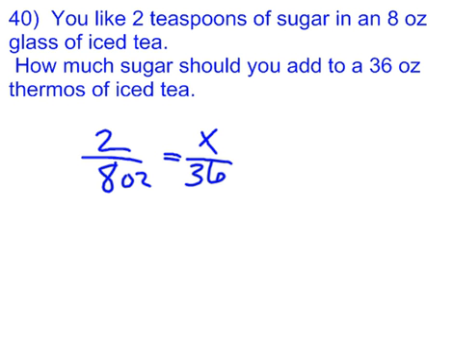Well, you can look across the bottom and say, how could you multiply or divide to get 8 to 36? And you could check to say, what did I multiply 8 by to get 36? And if you divide 36 by 8, you get 4.5. And so it's basically saying that you multiplied by 4.5 on the bottom, and whatever you do to the bottom, you have to do to the top. And so 2 times 4.5 is 9. And so the answer is 9 teaspoons.